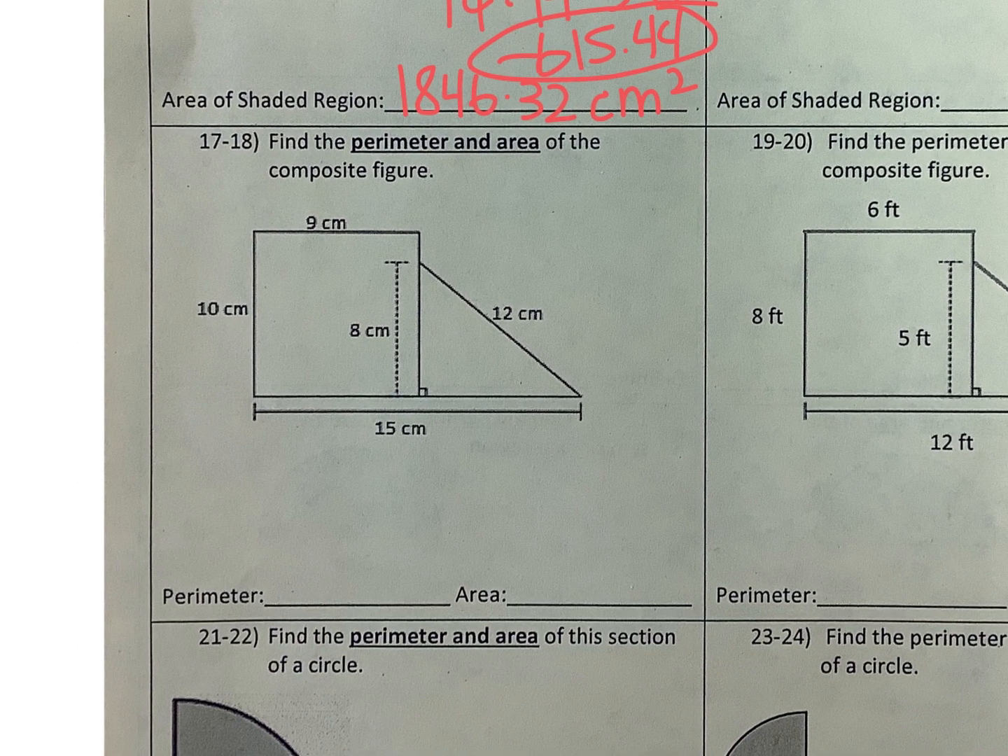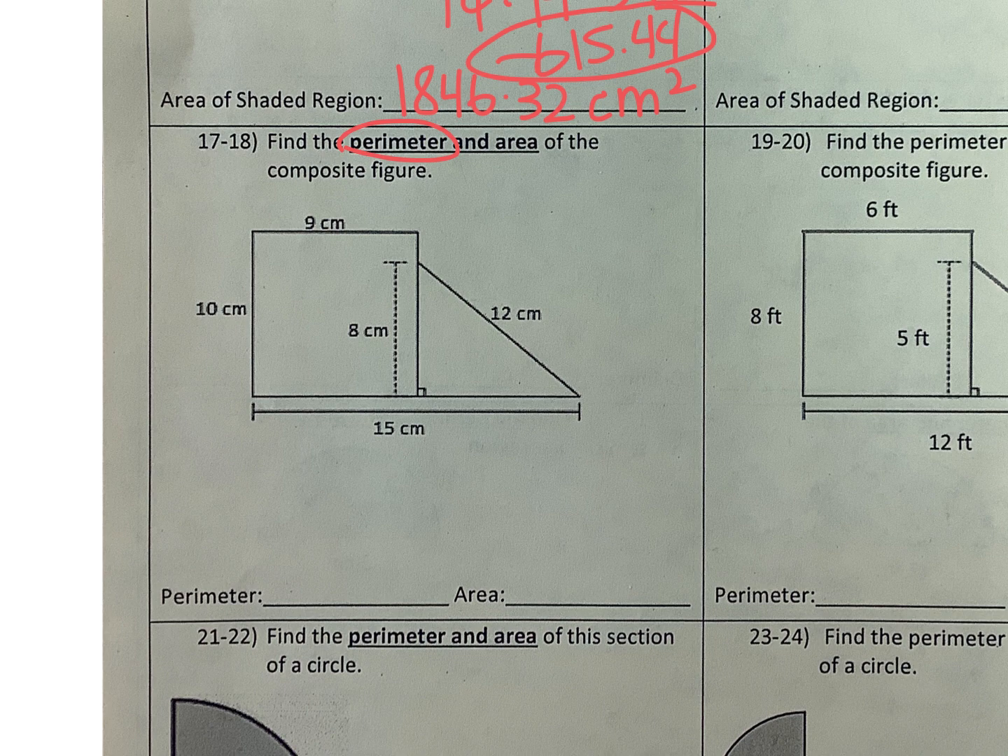All right, let's see here. Perimeter. That means I'm adding up the sides. I have 9 plus 10 plus 15 plus 12. Oh wait, I need to know what this is. Well, this whole side is 10. If I subtract 8 of it, this section right here has to be 2. So if this is 2, then I go around and add it all up: 9 plus 10 plus 15 plus 12 plus 2. I end up with a perimeter of 48 centimeters.